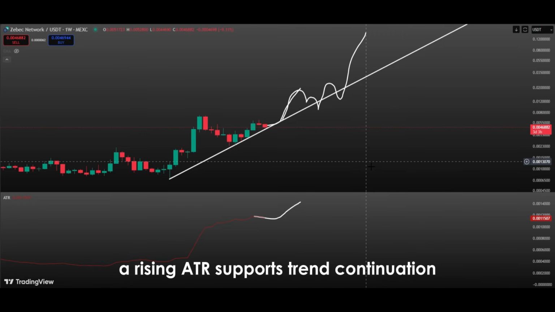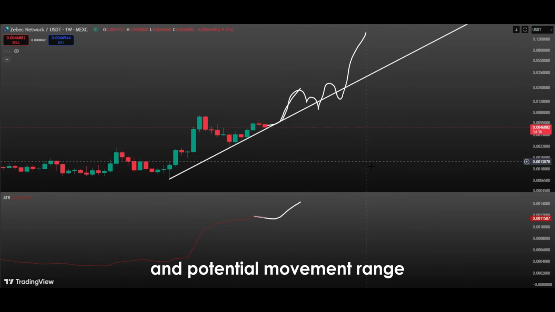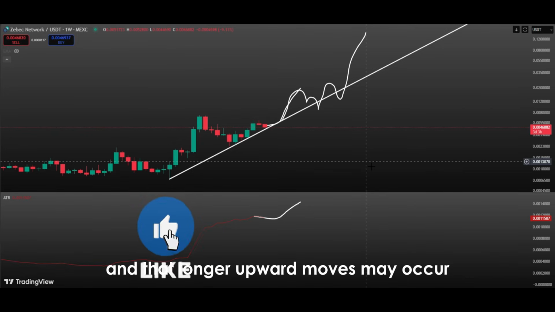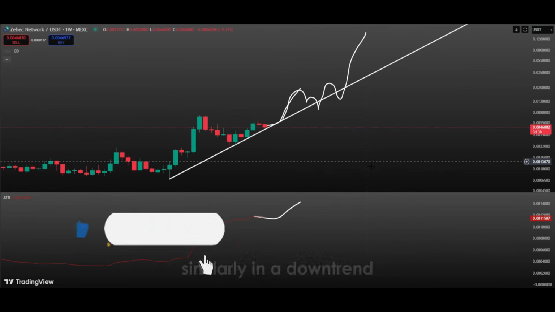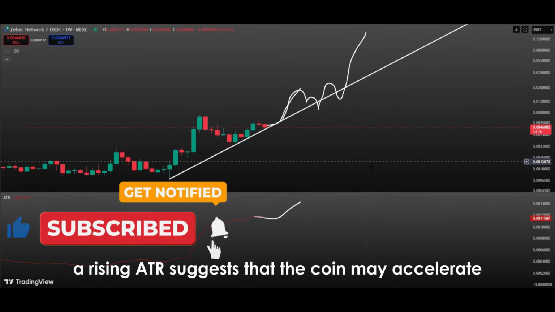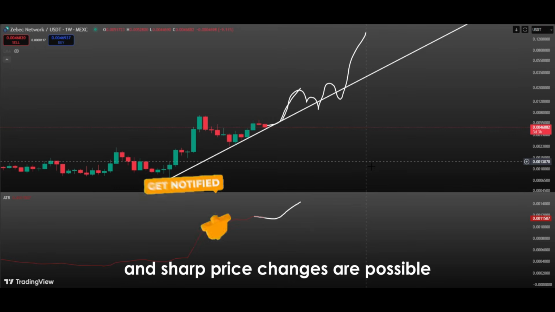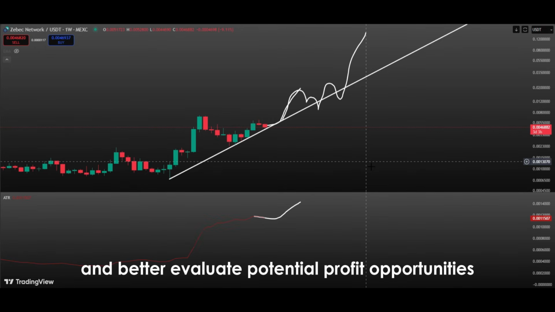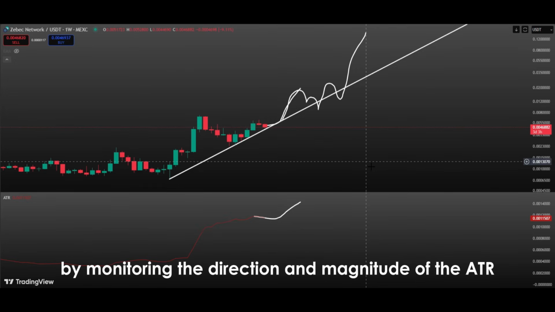A rising ATR supports trend continuation and potential movement range. If the price is in an uptrend and the ATR line moves upward, it indicates that the current trend is being reinforced and that longer upward moves may occur. Similarly, in a downtrend, a rising ATR suggests that the decline may accelerate and sharp price changes are possible. Investors can manage their risks and better evaluate potential profit opportunities by monitoring the direction and magnitude of the ATR.